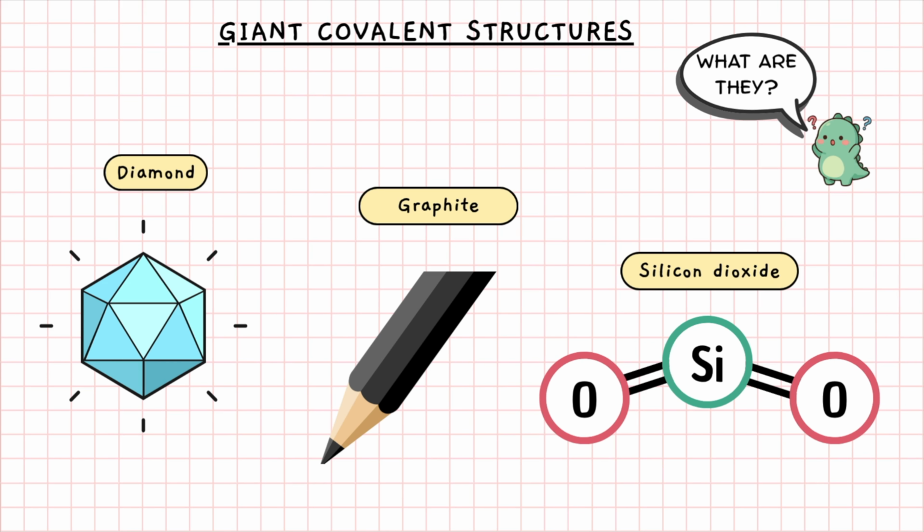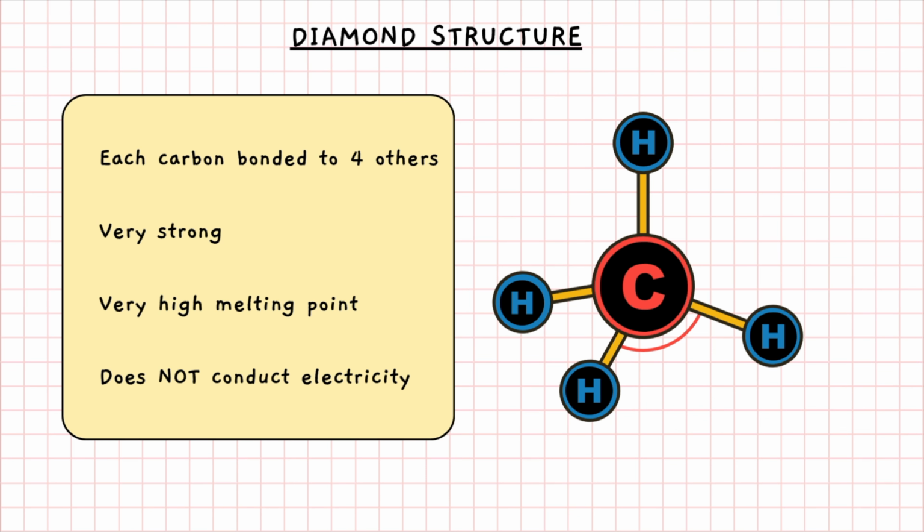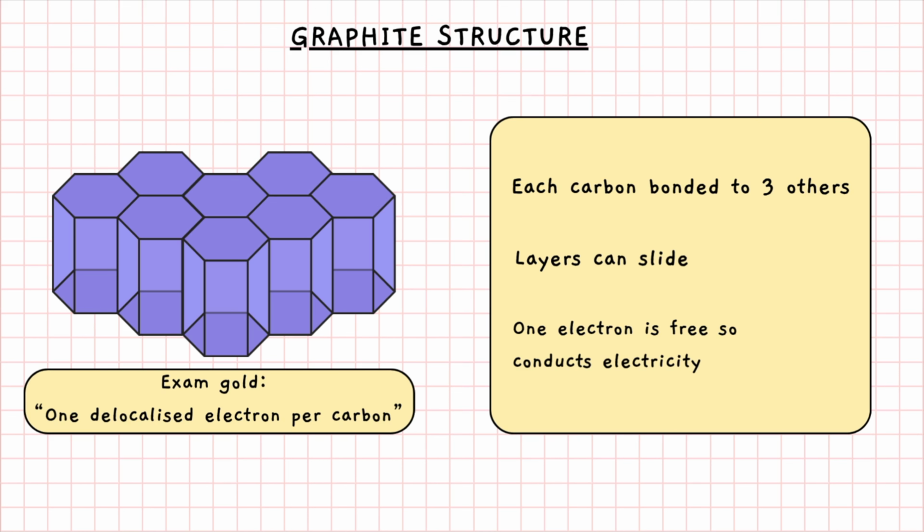But not all covalent substances are simple. Some form giant structures like diamond, graphite, and silicon dioxide. In diamond, each carbon is bonded to 4 others. This creates a very strong structure. That's why diamond has a very high melting point, and it does not conduct electricity. Graphite is quite different. Each carbon bonds to 3 others, forming layers. These layers can slide, which is why graphite is soft, and 1 electron from each carbon is free, so graphite can conduct electricity.